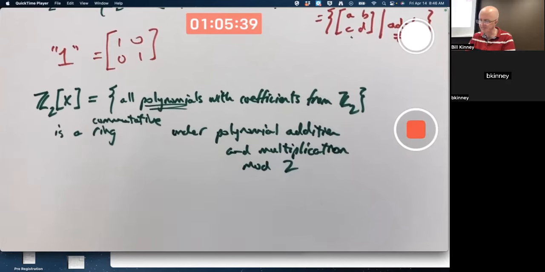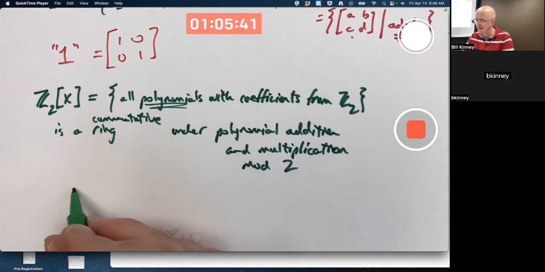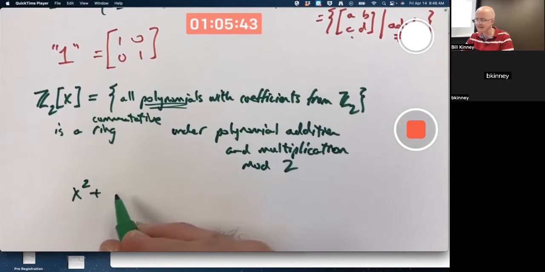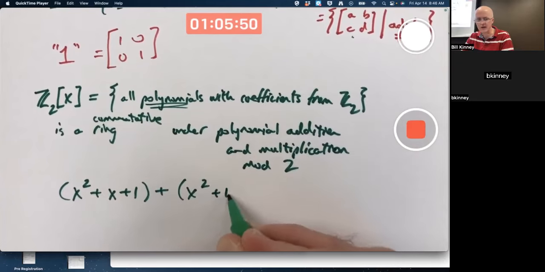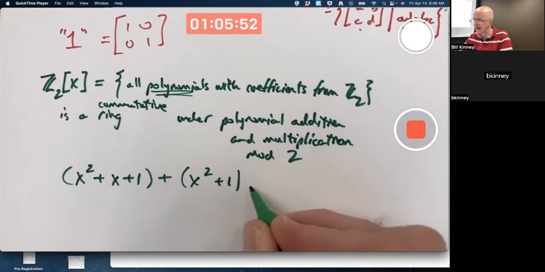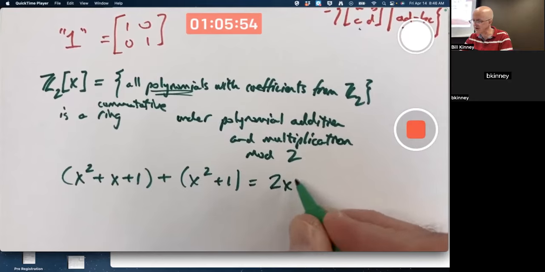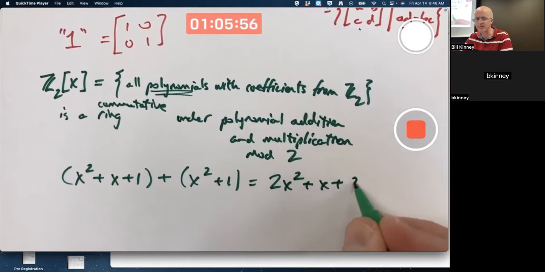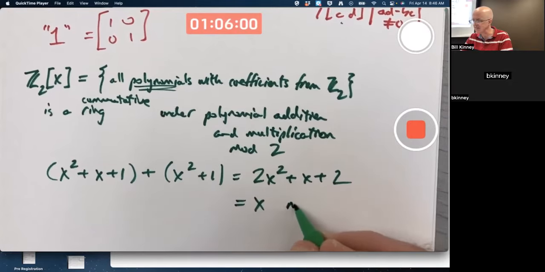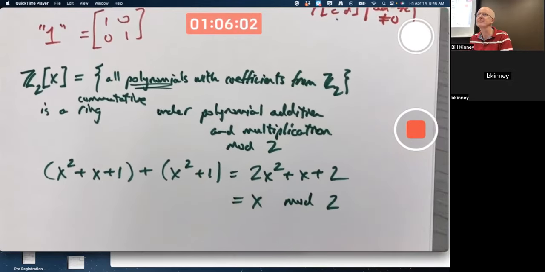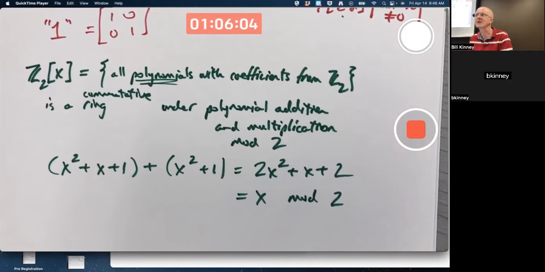So for example, x squared plus x plus 1 plus x squared plus 1. Add those polynomials in the ordinary way, get 2x squared plus x plus 2, but then mod the coefficients by 2, and it simplifies to x mod 2. The 2's go away. They become zeros.